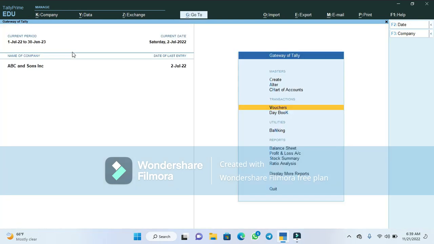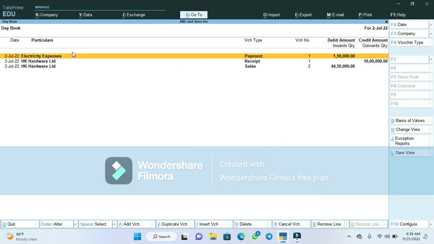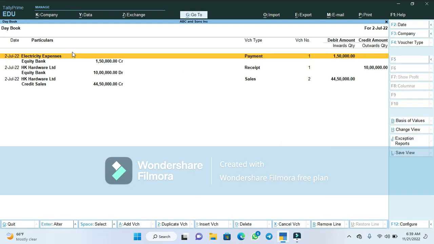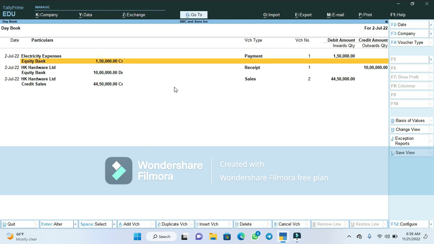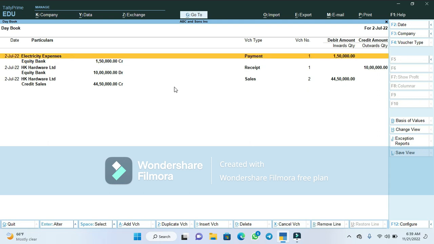Just to confirm again, you can go to the gateway of Tally, go to the daybook, enter, Alt F1 to make sure that you can see this transaction. You can now confirm whether it's a right entry: they debited the electricity expenses account and credited Equity Bank by 150,000. And remember, when a cash account or bank account is making a payment, it must be credited with that amount, and the respective expense increased by that amount with a debit.